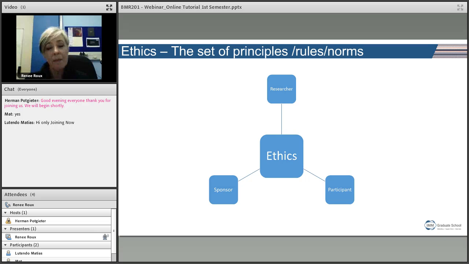It has an impact on how the researcher behaves and needs to behave. The researcher is the person who commissioned the research project. They liaise with the research agency, etc. The sponsor, ethics also has an impact on the sponsor. What are the sponsor's rights? What can they expect? How do they need to behave?